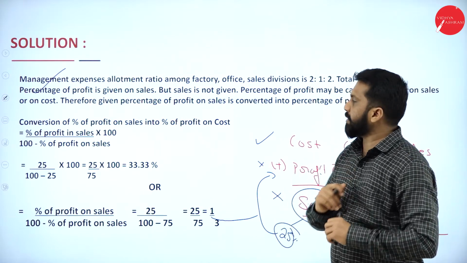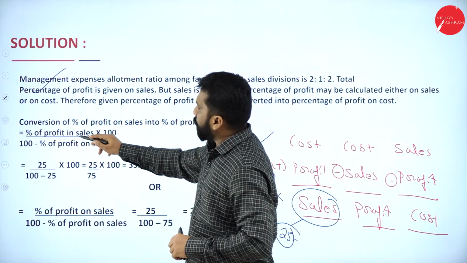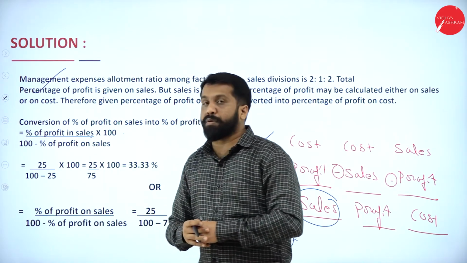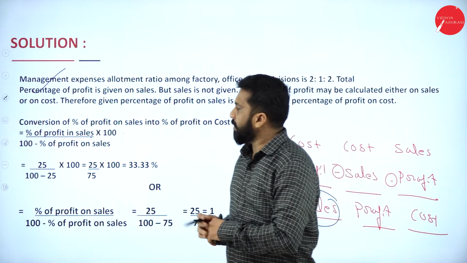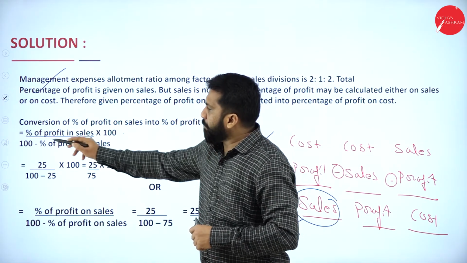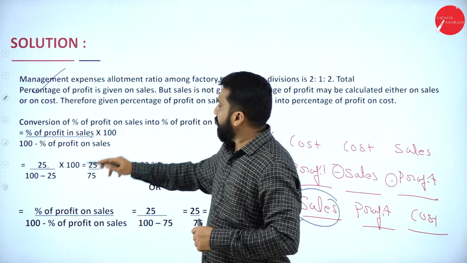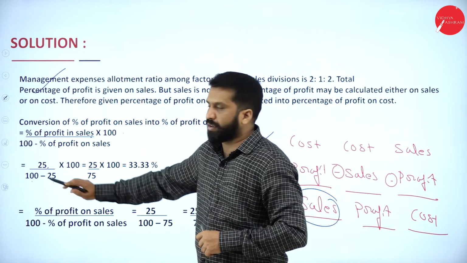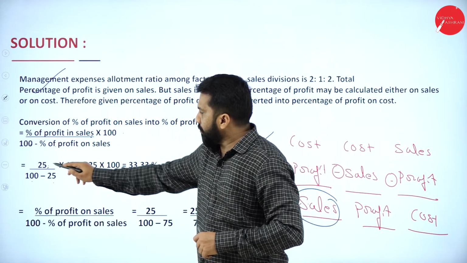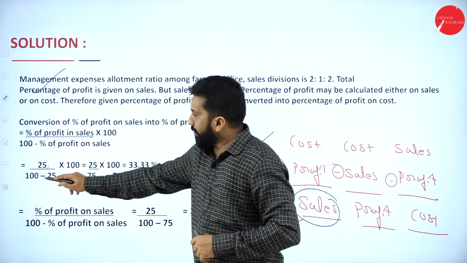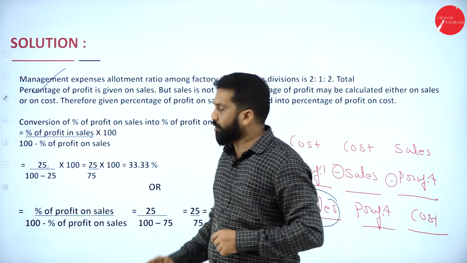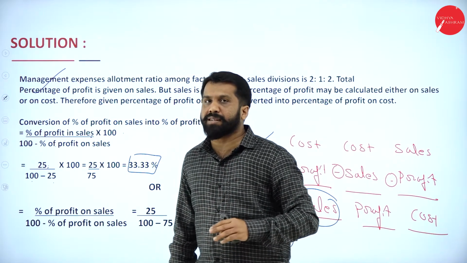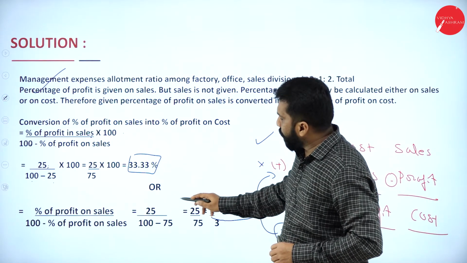How to convert? Simple. Percentage of profit on sales into 100 divided by 100 minus percentage of profit on sales. In the question they have given percentage of profit as 25, so 25 into 100, divided by 100 minus 25, which is 75. How much did you get? You got 33.33%.